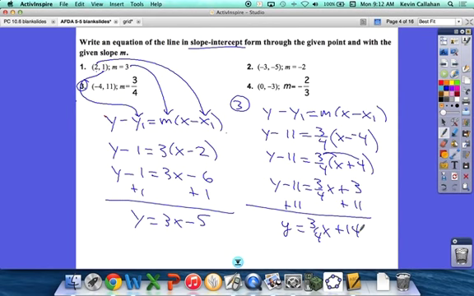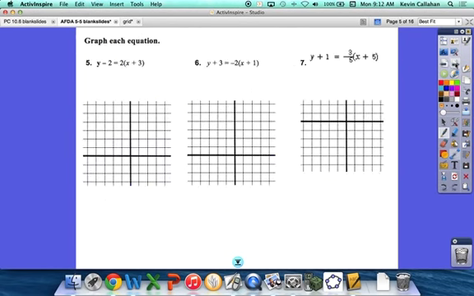Okay. So it said put it in slope-intercept form, so you have to start with this, plug in for x1, y1, and m, and solve for y. Okay, now graph. If it's in point-slope form, you should be able to pull out of it a point and the slope, right? It's kind of like graphing in slope-intercept form.